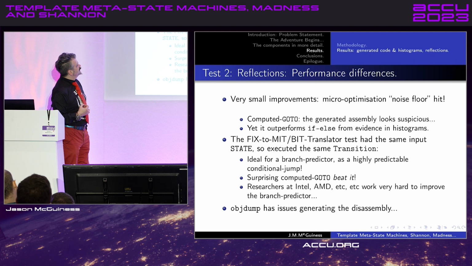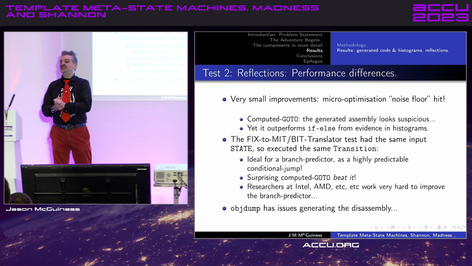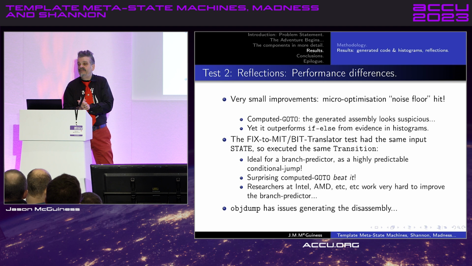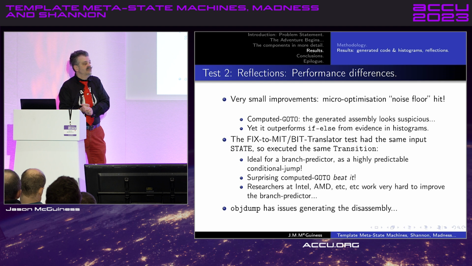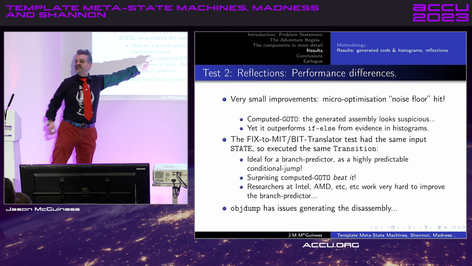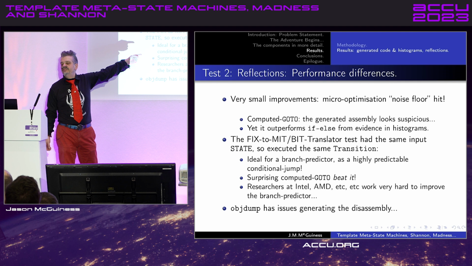Again, one of the problems in these tests, I believe, is that they were actually highly predictable. There were only five states. This is well within the branch target buffer and so forth. So, although I randomised those states, who cares? Really, not a lot of difference. It's, in fact, surprising that I got as well as I did, despite the fact that the code generation for GCC was a bit dodgy.